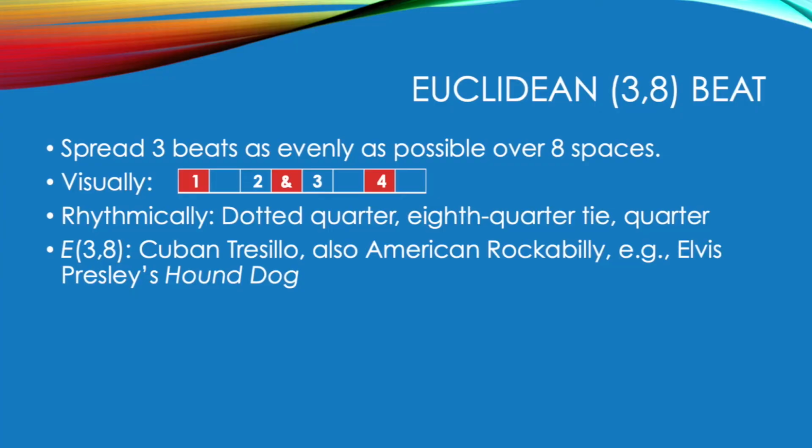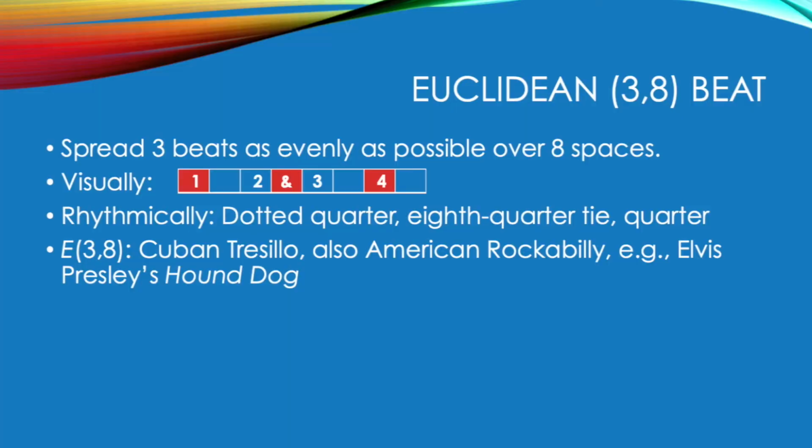In short, Godfried was talking about a way to use Euclidean spacing to space a certain number of objects equally within a certain number of spaces. One example of that is the Euclidean 3/8 beat. We can spread 3 beats as evenly as possible over 8 spaces. Visually, it looks like the 1, and then the 'and' after the 2, and then the 4. But musically, this is the dotted quarter note, eighth note tied to a quarter note, quarter note pattern, which Toussaint identified as the Cuban tresillo, or American rockabilly, made famous by Elvis in Hound Dog. You ain't nothing but a hound dog, right? Rocking all the time, right? So that is an example of a Euclidean beat, and so Euclid is definitely my drummer.